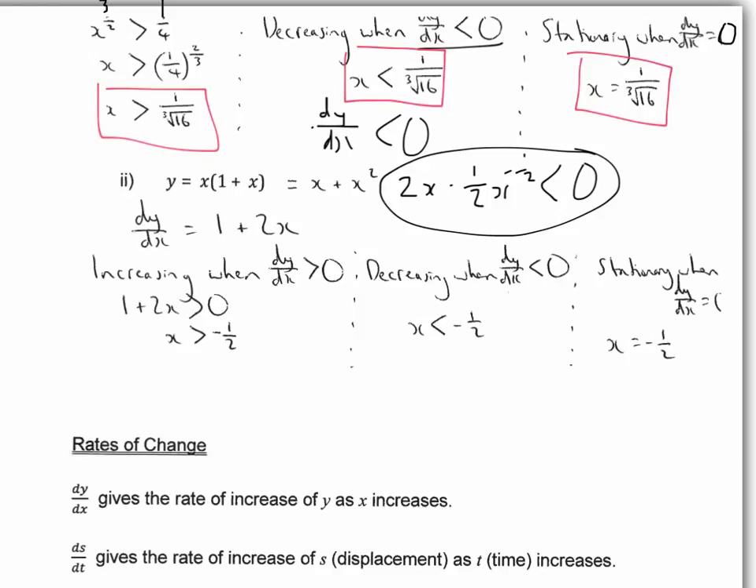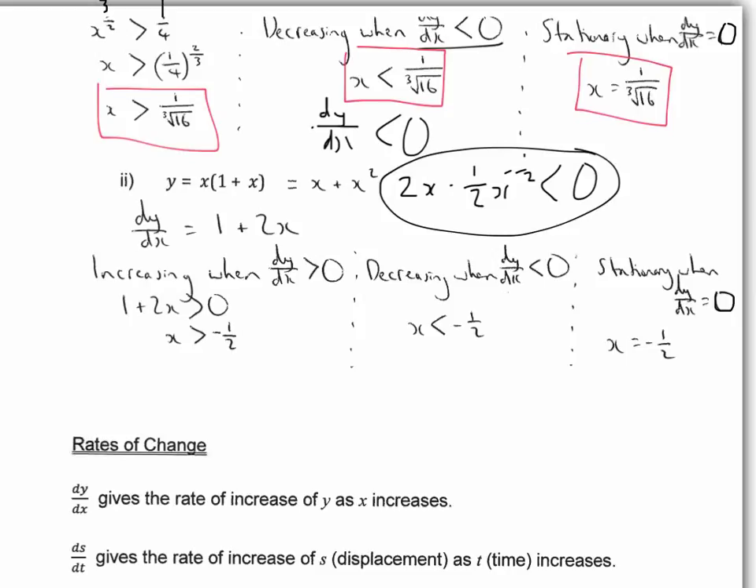So this is an increasing function when dy/dx is positive. So I get this rather more simple inequality, and I get this range of values there. It's going to be decreasing when dy/dx, when this thing here, is less than 0. Going through the algebra, you get that x is less than minus a half. And it will be stationary when dy/dx is exactly equal to 0. Not greater than 0, not less than 0, but actually equal to 0, and that happens when x equals minus a half.